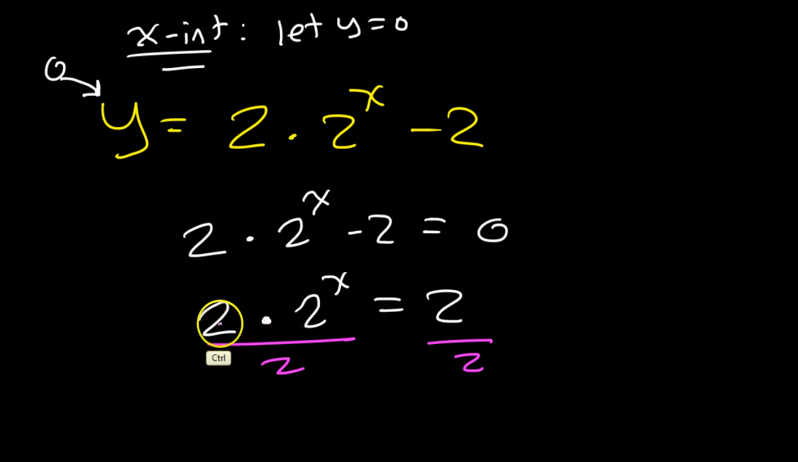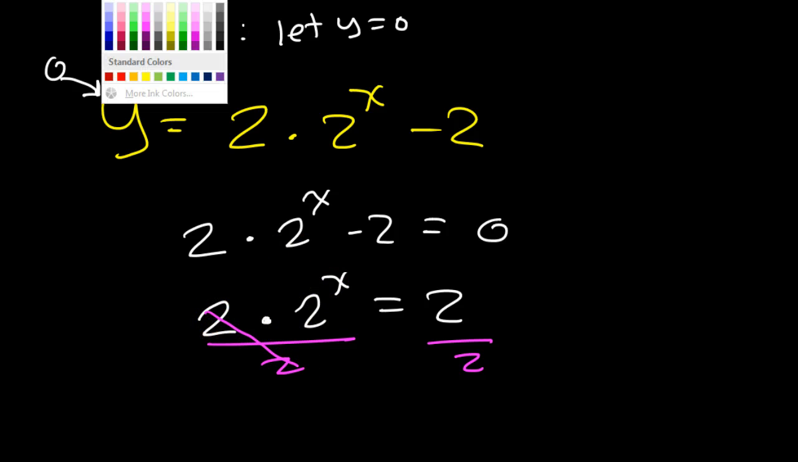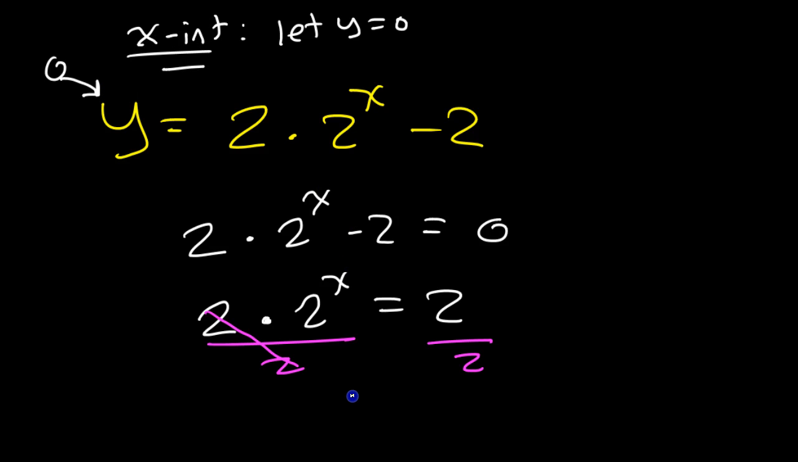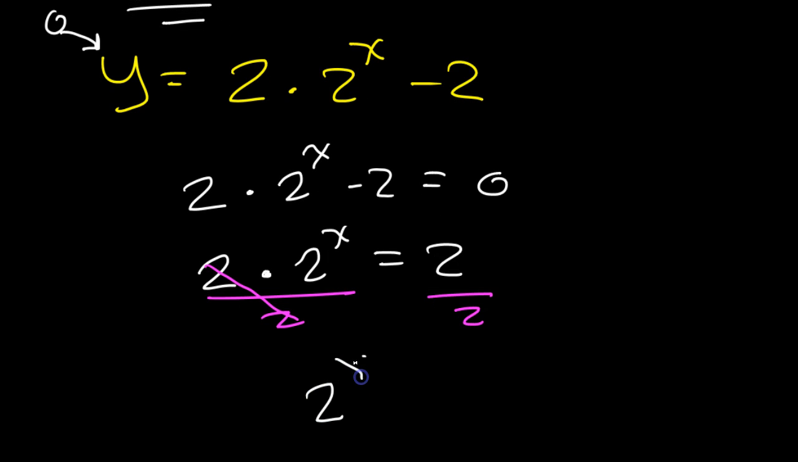All right, whatever you do, don't multiply these two together. You can't multiply when there's an exponent. That's crazy. So those cancel each other out. And I have 2 to the x power is equal to 1.